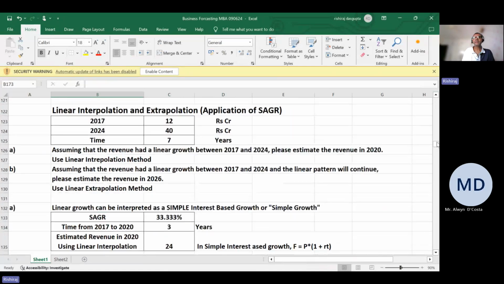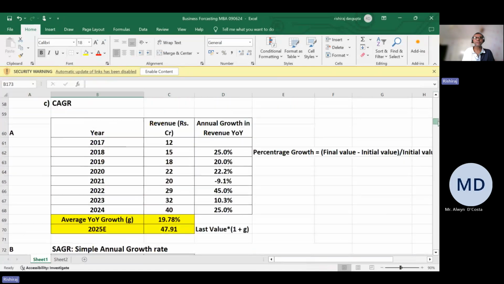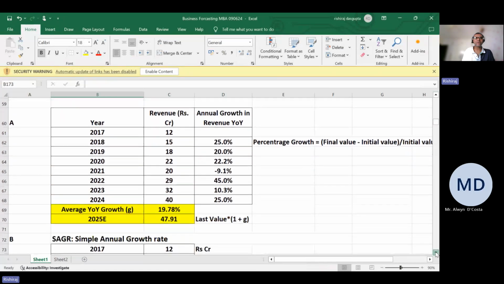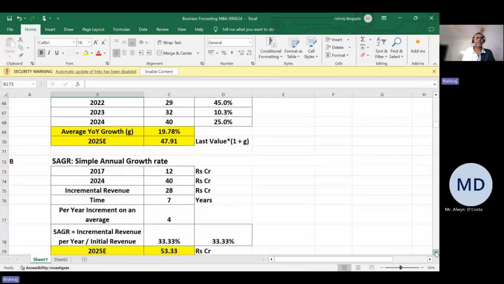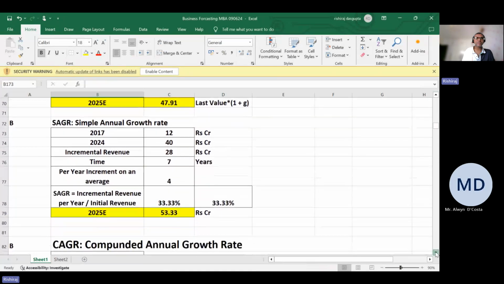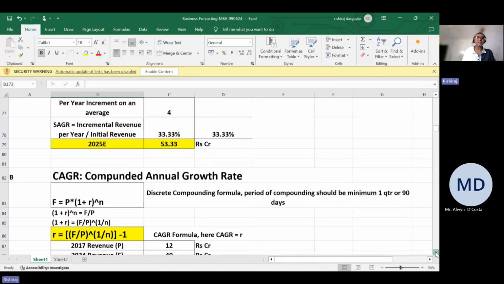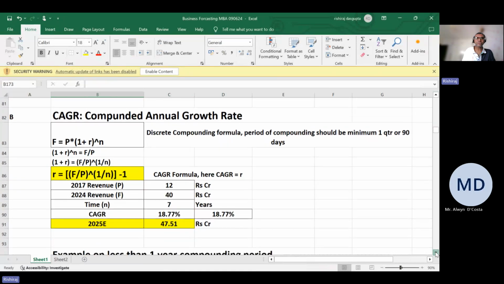first to understand growth-based forecasting, the most common growth-based forecasting methods. So we talked about average annual year-on-year growth, the SAGR method, and the CAGR method. So you have learned how to calculate average year-on-year growth and how to apply that to estimate 2025 revenue. Then how to calculate SAGR and how to apply SAGR in estimating 2025 revenue from the last recorded figure of 40 crore. And then what is CAGR and how to apply CAGR to estimate 2025 revenue.